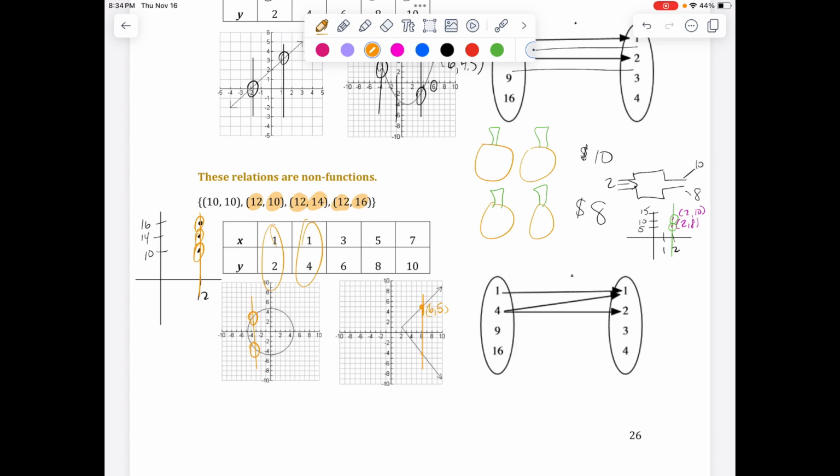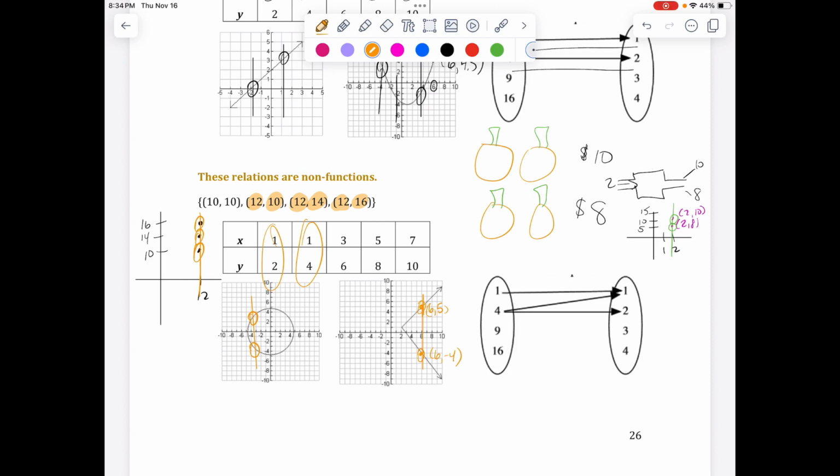And for an input of 6, we get -4, I think. I can't quite see. It's a little small. But anyway, yeah, looks like 6, 5, and 6, -4. So that's not a function. Vertical line test, and we can see for each input we're getting 2 outputs.